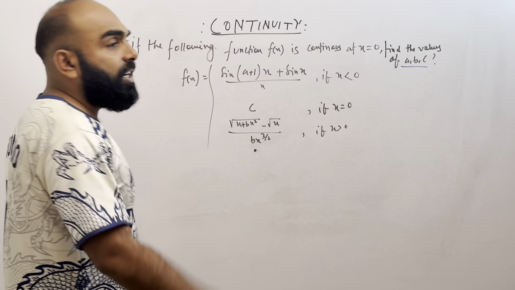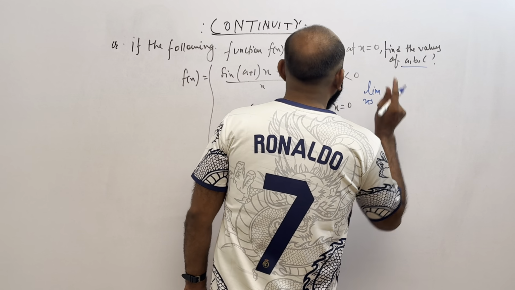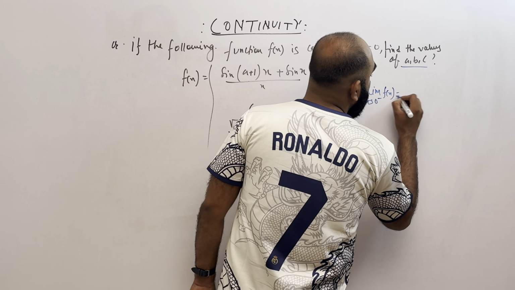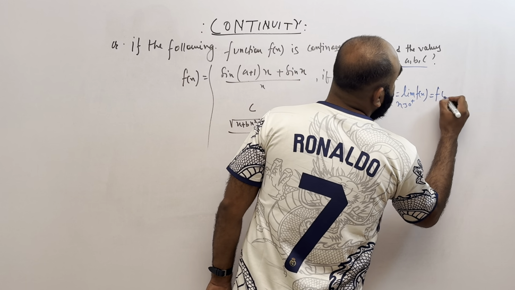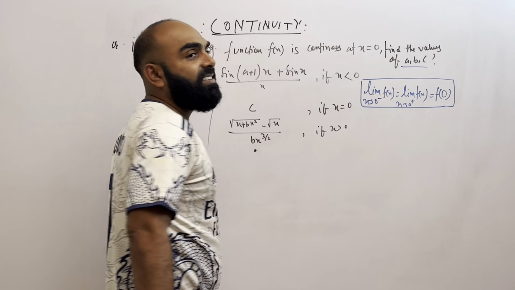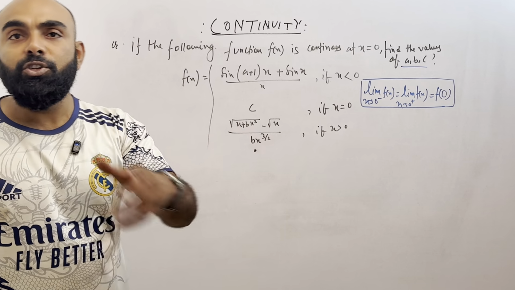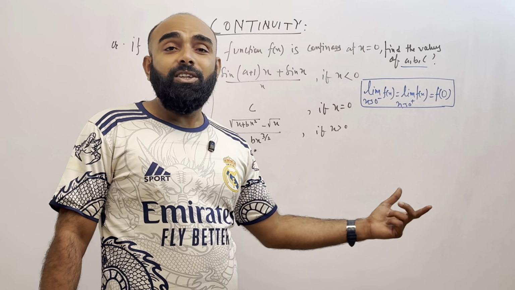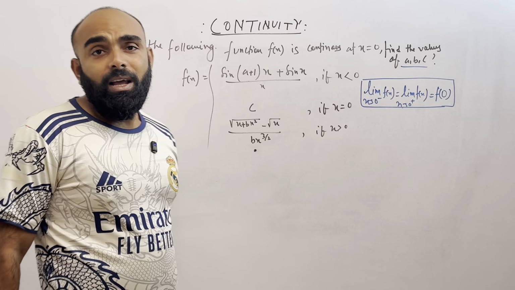Sir, any function is continuous, you taught me one thing. At what point are you talking about? At x is equal to 0. So we have to satisfy limit x tends to 0 minus f of x is equal to limit x tends to 0 plus f of x is equal to f of 0. This condition has to be satisfied, and by equating, we get 3 equations. The first is the limit as x tends to 0 minus, the second is the limit as x tends to 0 plus, and the third is f of 0. Equating these, we can get the unknowns. Clear?